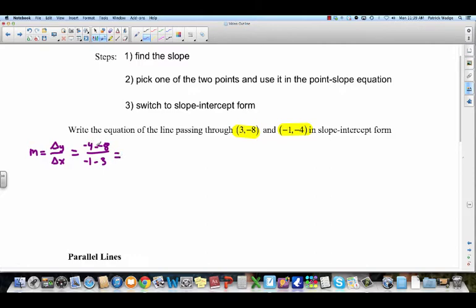So negative 4 take away negative 8, that means plus 8, so you get 4 on the top. And negative 1 take away 3 is negative 4. Oh, nice. 4 divided by negative 4 is negative 1.